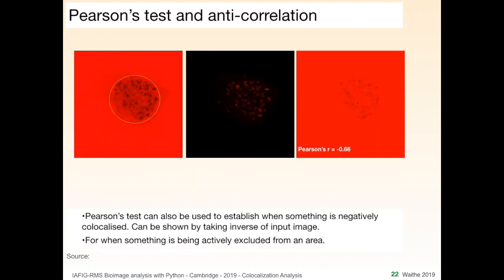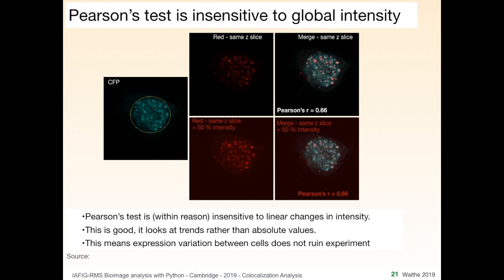And because it looks at relationships rather than exact pixel values, it's very tolerant to things like global intensity changes. One of the problems with doing stainings in microscopy is that from week to week, from experiment to experiment, your stain quality can vary a lot. Sometimes everything is just brighter, or just dimmer. The Pearson's test is very tolerant to global intensity changes.